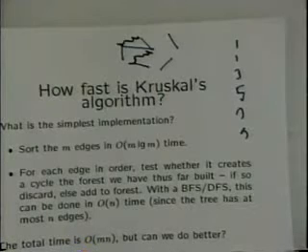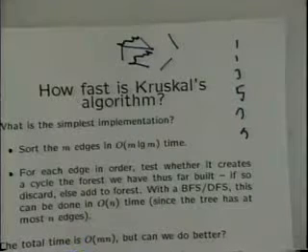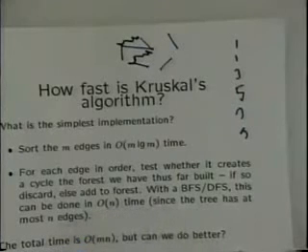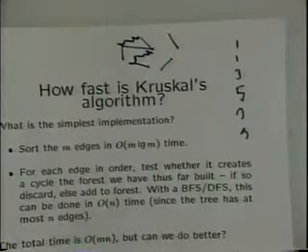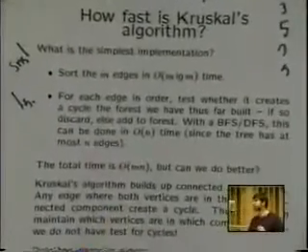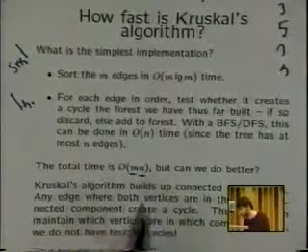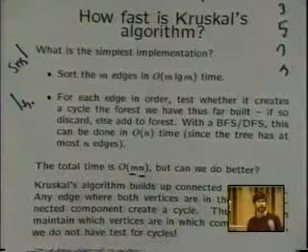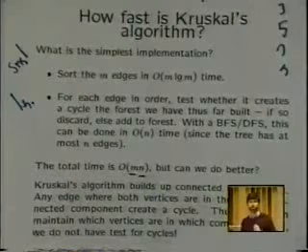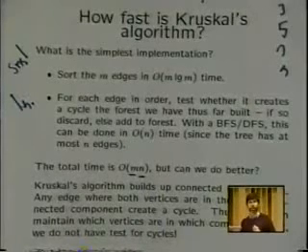What's m? m is n. n plus n is n. It takes order n time to test if there's a cycle. So the trivial implementation of this would be, for each of the m edges, do an order n operation. That's n times m time.